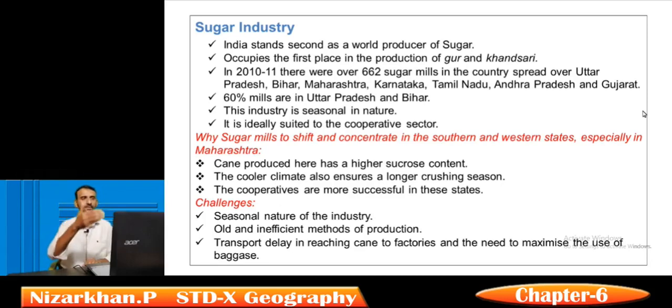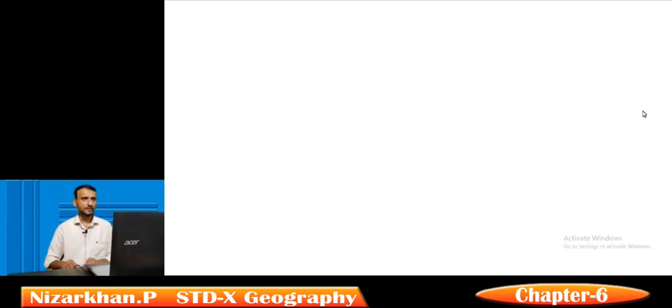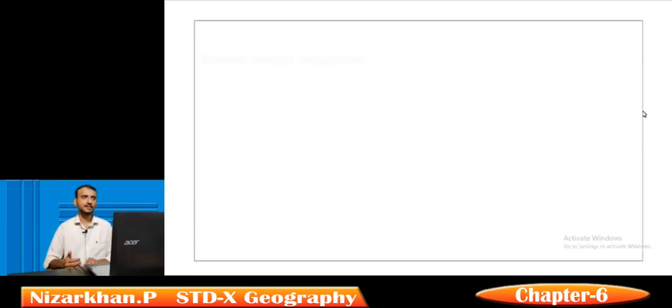So these are the major features, why the sugar mills are shifting and concentrating in the southern and especially western states, and also the challenges faced by the sugar industry. Then mineral based industries, some examples we can discuss.